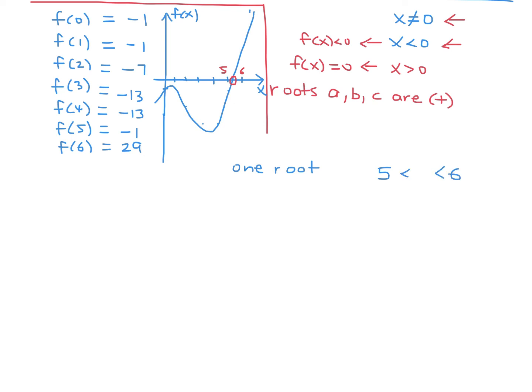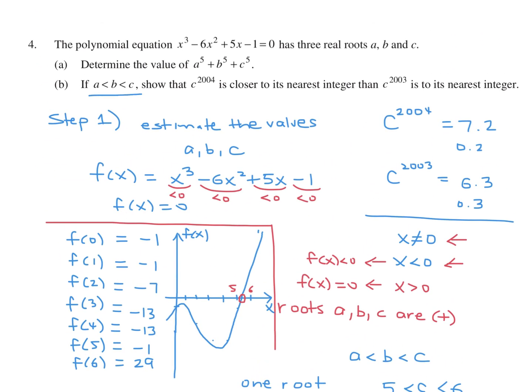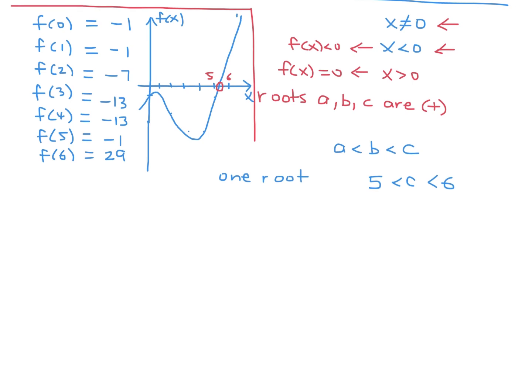So we can conclude that one root is between 5 and 6. So whatever it is, let's just say C. The roots are A, B, and C, right? Okay. And we are told that A is less than B is less than C, correct? If I remember correctly, yeah. And then if you remember from the previous part, using Vieta's, you might remember that I had concluded that the sum of the roots was equal to 6, right? You can go back and check.